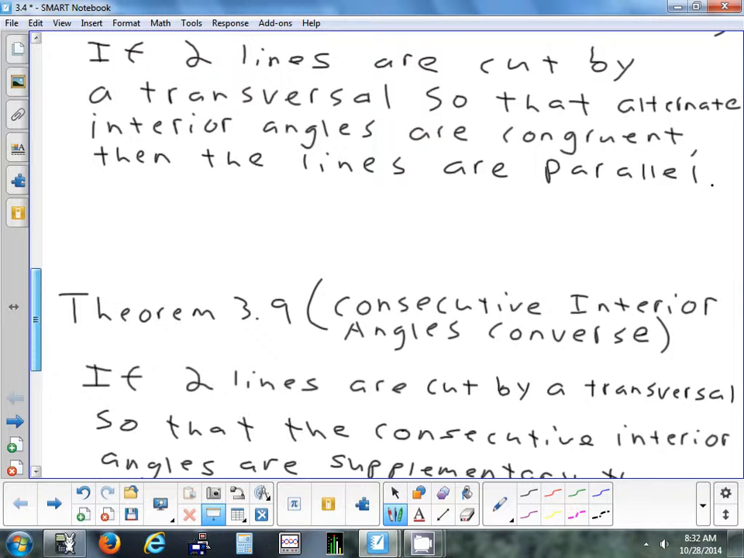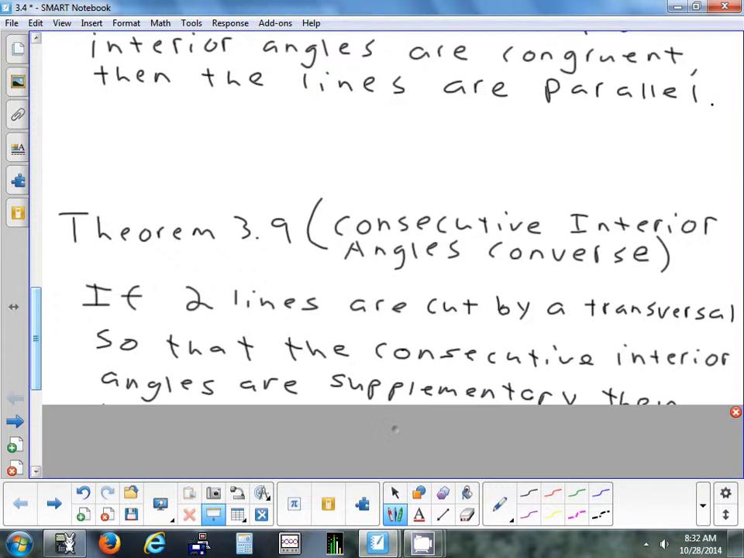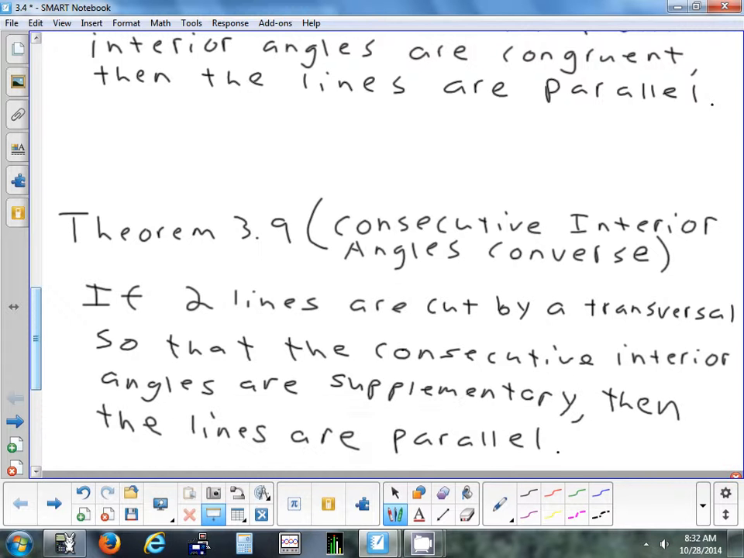That's exactly what I'm looking for. So in your notes, what I might do is just write this first statement once, if two lines are cut by a transversal so that, and just call that statement something simple. If two lines, and then just put dot, dot, dot. And you already have it from the first example what it is, so you don't have to keep writing it. Okay, so if two lines are cut by a transversal so the consecutive interior angles are supplementary, then the lines are parallel. That's the consecutive interior angles converse.